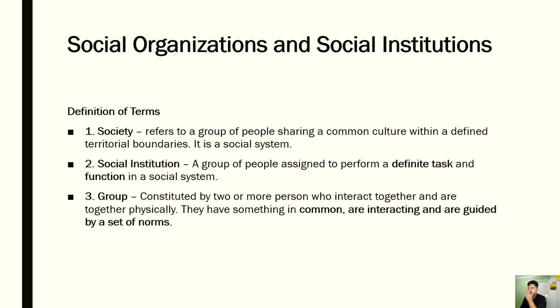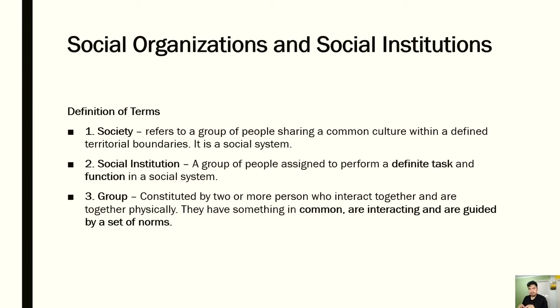So we define social organizations and social institutions. First we look into the main object that we are attempting to analyze, or the subject rather, di ba? It's a subject. Okay, so we look into society. We already know the definition of society, but coming from a different source, it refers to a group of people sharing a common culture within defined territorial boundaries. So it is a social system.